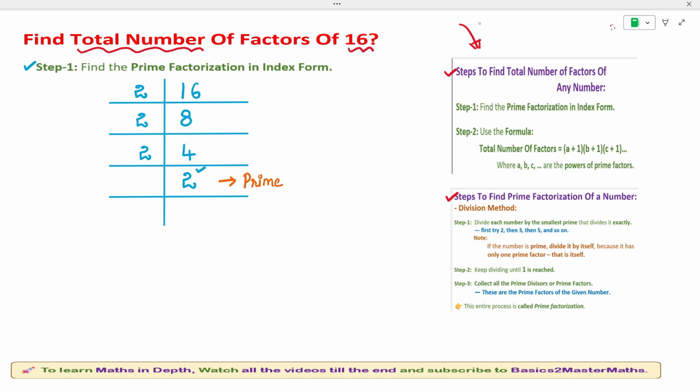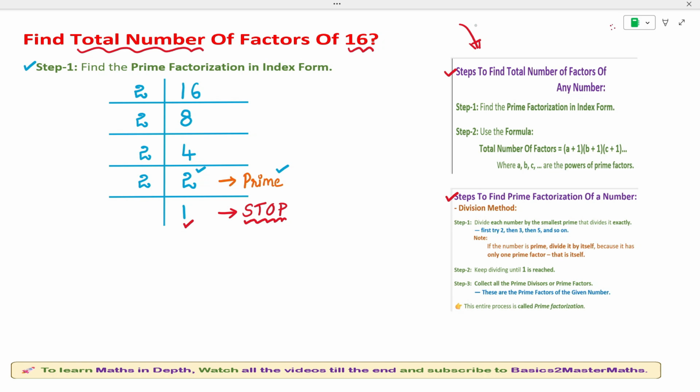Observe, 2 is a prime number. So, divide it by itself. Since 2 divides 2 exactly, we get 1. Stop here since 1 is reached.